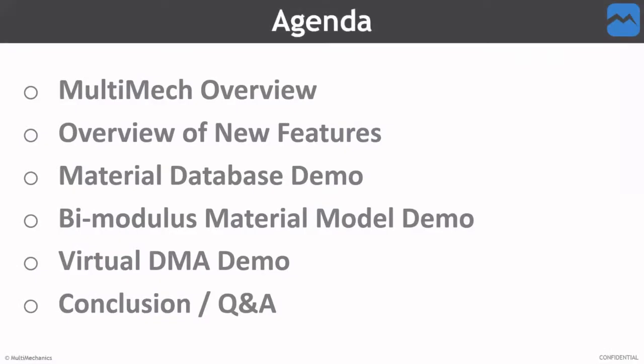Here's the agenda for the presentation today. First, we'll give an overview of the MultiMech software and just how the core technology and this software came about. Then we'll go over the new features on the 19.0 release. We'll dive a little deeper into a few of the new features, 3 features to be exact, which are the material database, Bi-modulus material model, and the virtual DMA.